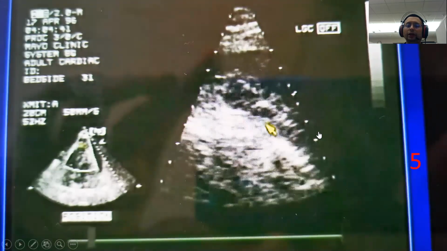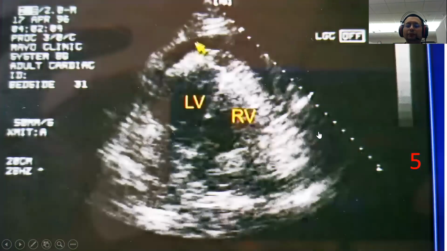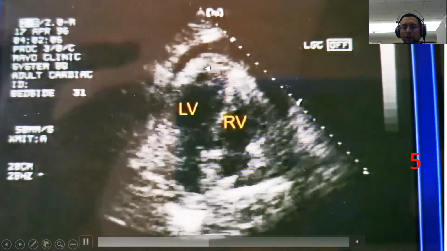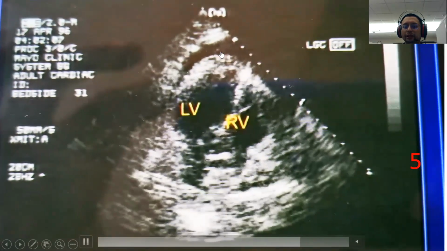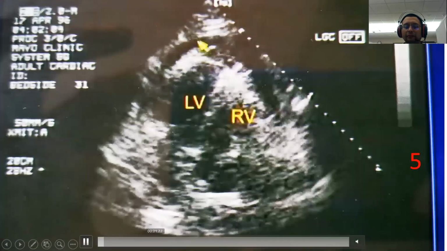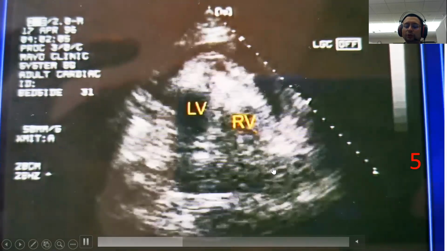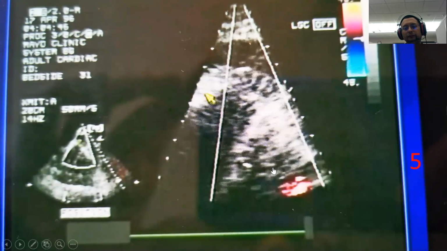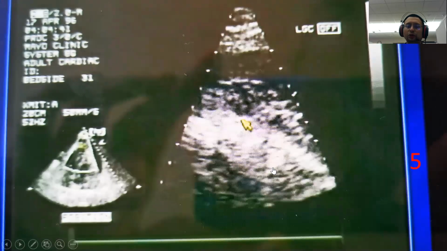Whenever you have a patient with MI and you do echo and the echo looks like this, with what we call a coagulum inside the pericardial space, pure blood inside the pericardial space, always think of free wall rupture. How do you manage ventricular free wall rupture? You have to go to operation straight away.